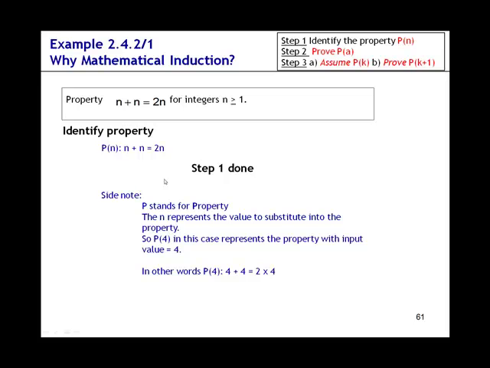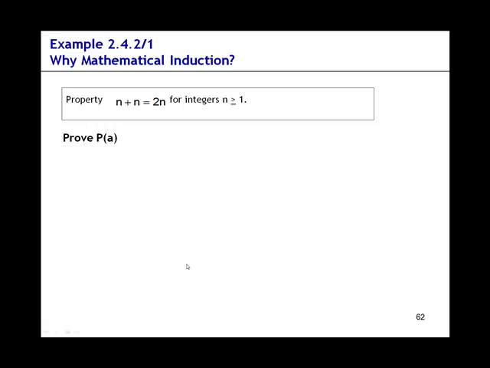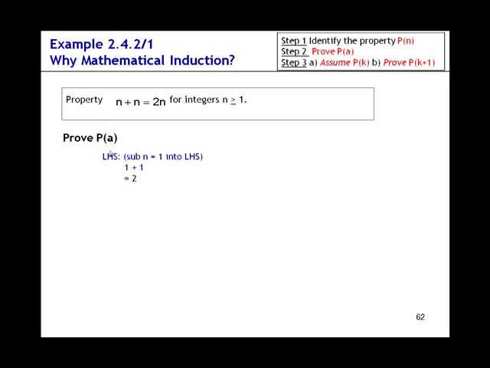There's a note here. P stands for property, and n represents the value to be substituted into the property. So when we say P4, we mean that n equals 4, to be substituted into the formula. P4 actually refers to 4 plus 4 equals 2 times 4. So we use the shorthand Pn to represent the property for value n. So we have identified Pn.